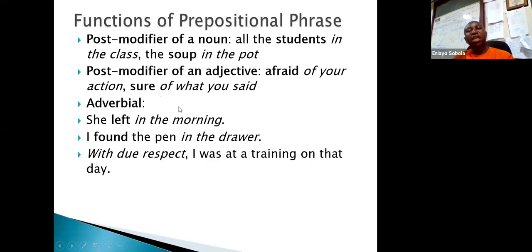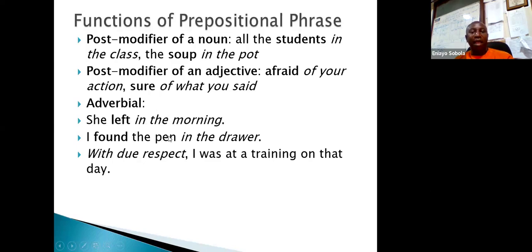And the next is that it can function as adverbial, that is, perform the function that an adverb is supposed to perform. Adverbial refers to any element that can perform the function of an adverb. For example here, she left in the morning. We know that by name, in the morning is a prepositional phrase. But in this case, it's functioning as an adverb of time. So we can call it an adverbial phrase because of the adverbial function it performs.